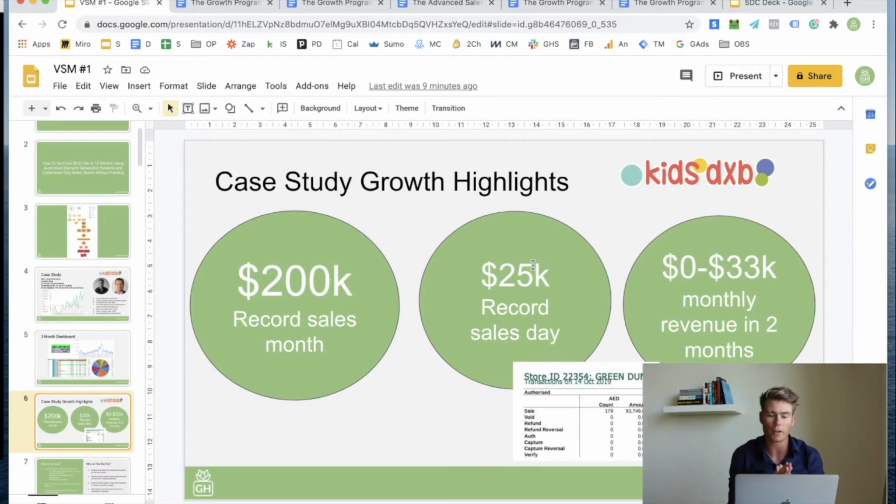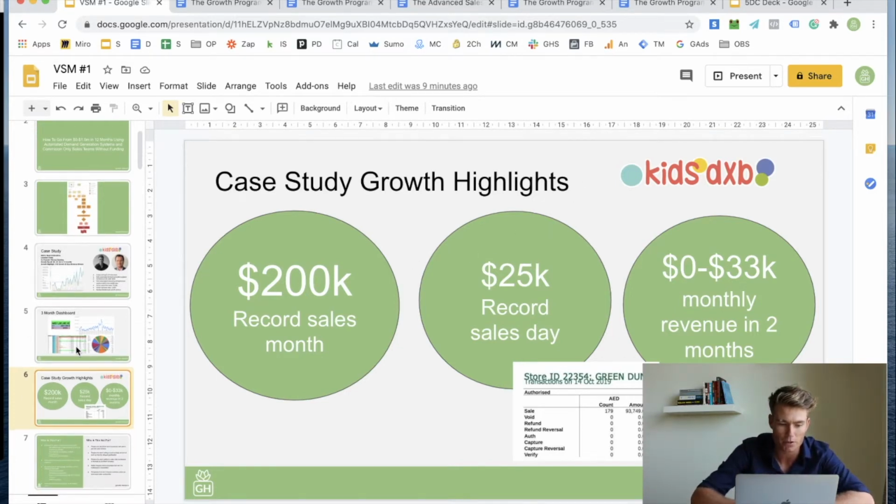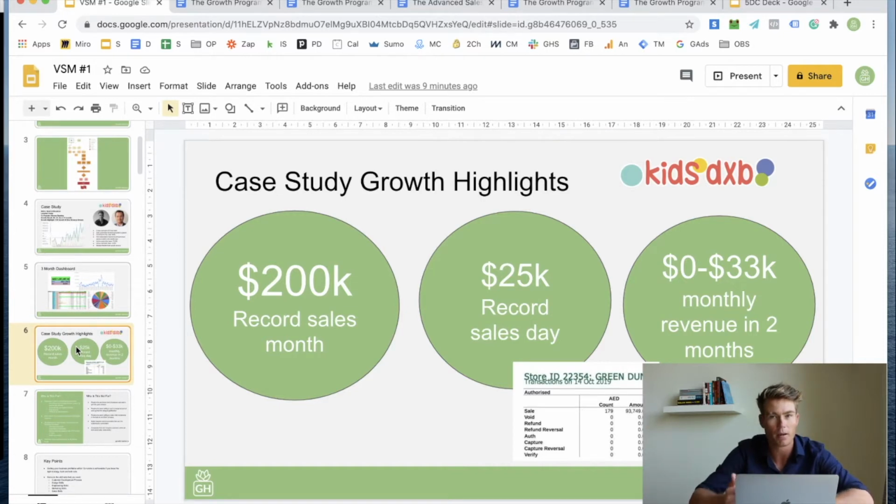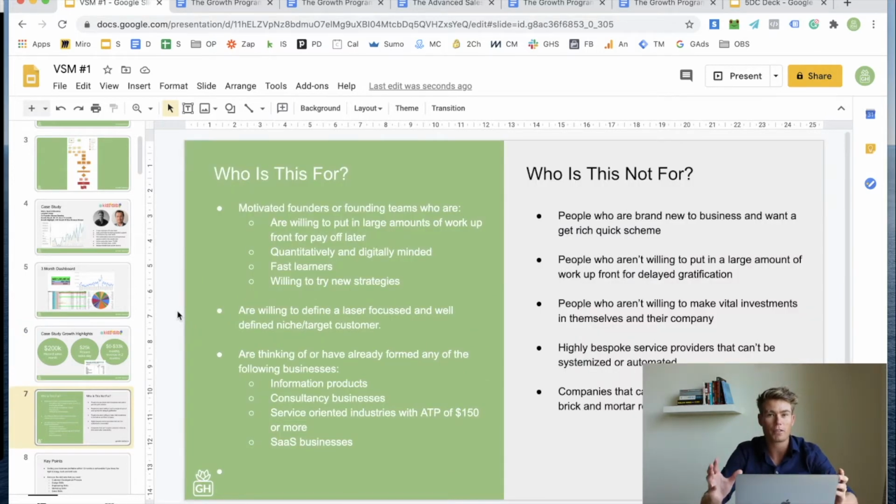These processes work, and if you are going to take advice from anyone online, make sure that they can show you proof and that they have the results to back it up. So that is a little bit about how these systems work, guys, and the results that they can get. So who is this process for?